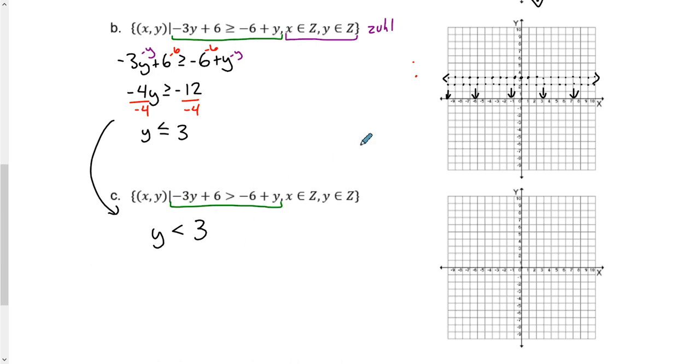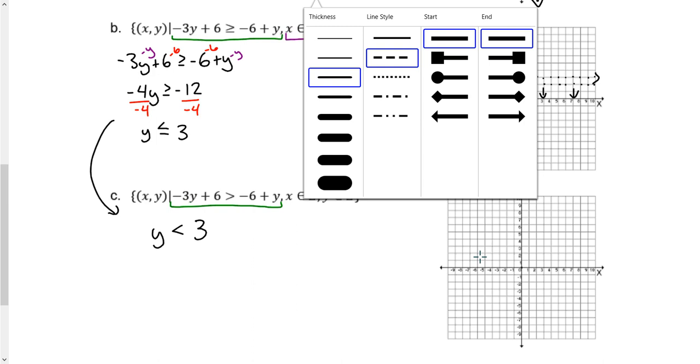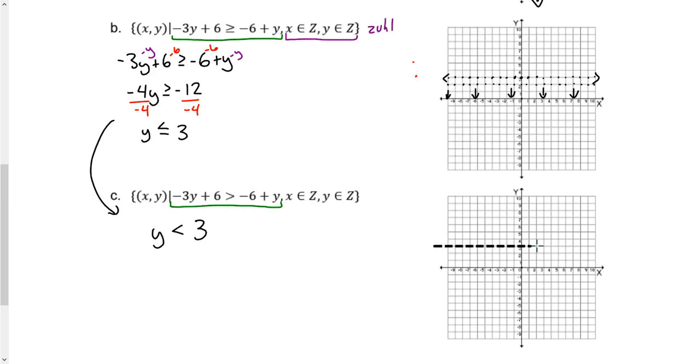So why is that different than what we had done just above? Well, it's for the simple fact that when y is less than 3, it means that any value that would be on that line of y equals 3 is not one of our solutions. So we would have to use a dashed line on there to indicate that none of these values that are on that y equals 3 line are solutions. Whereas this one, all of these dots are solutions.